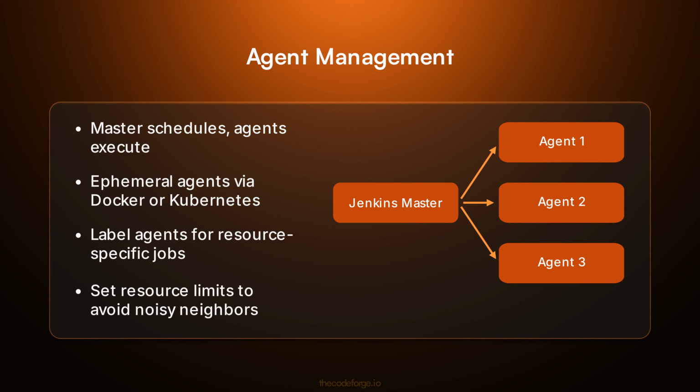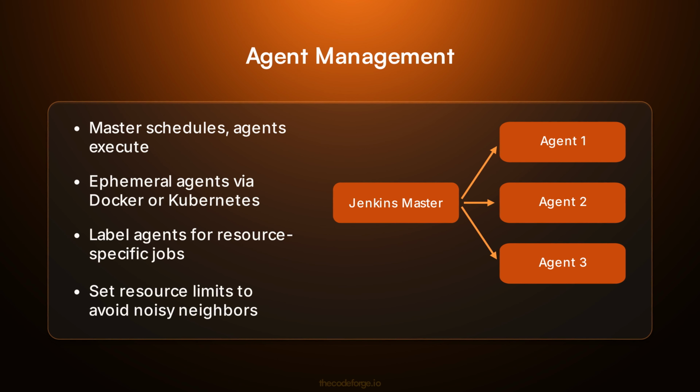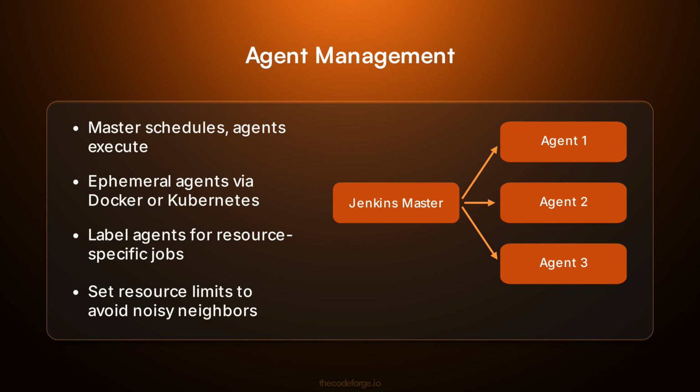Jenkins uses a master-agent architecture. The master schedules jobs, and agents execute them. For consistency, use ephemeral agents via Docker or Kubernetes. Label agents for resource-specific jobs and set resource limits to prevent noisy neighbors.